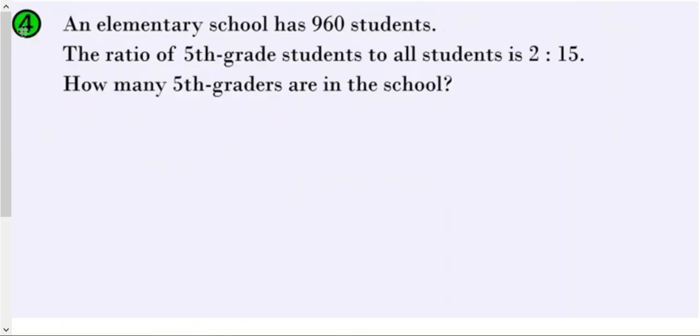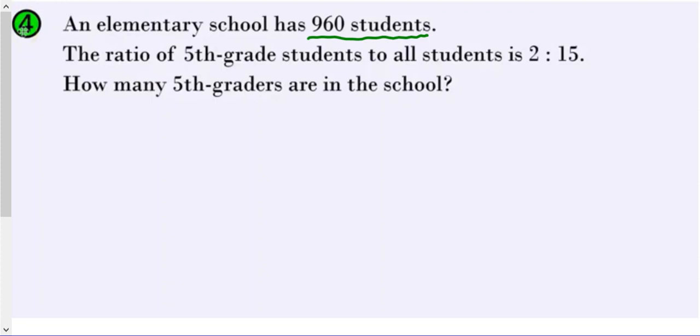Alright, we got another word problem here. And this one says, an elementary school has 960 students. The ratio of 5th grade students to all students is 2 to 15. How many 5th graders are in the school? Alright, so I'm going to go through and pull out some information. We have, a school has 960 students, so that's the total students.